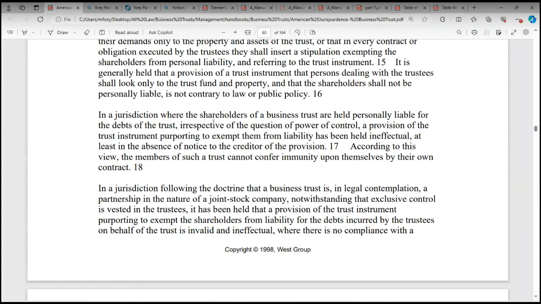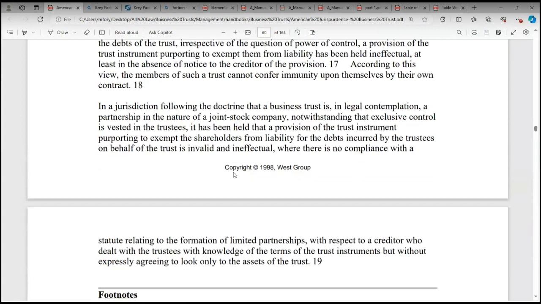In a jurisdiction where the shareholders of a business trust are held personally liable for the debts of the trust, irrespective of the question of power of control, a provision of the trust instrument purporting to exempt them from liability has been held ineffectual. And it says the provision in the trust instrument, right? Not the contract. At least in the absence of notice to the creditor of the provision. So no notice to the creditor. According to this view, the members of such trust cannot confer immunity upon themselves by their own contract.